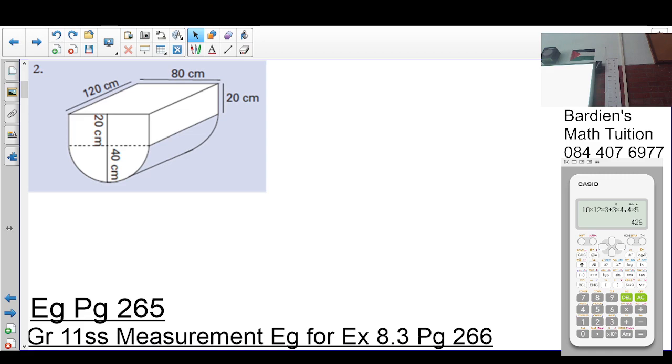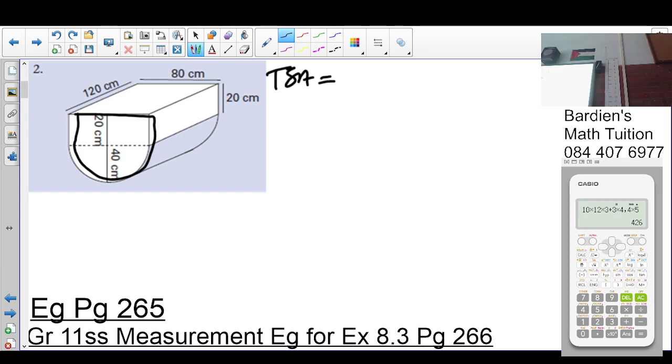So if we look at these shapes, this shape is made up of what? A rectangular prism here and half a cylinder, not so. So when you're going to work out the perimeter with the total surface area, we look at the shape here. If I make this my base, is the base and the top the same? Yes.